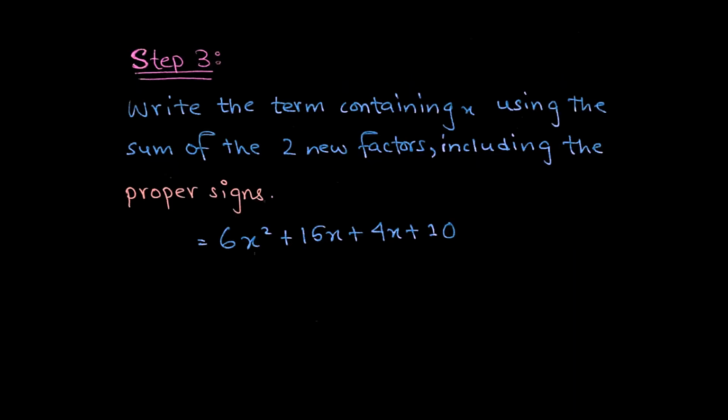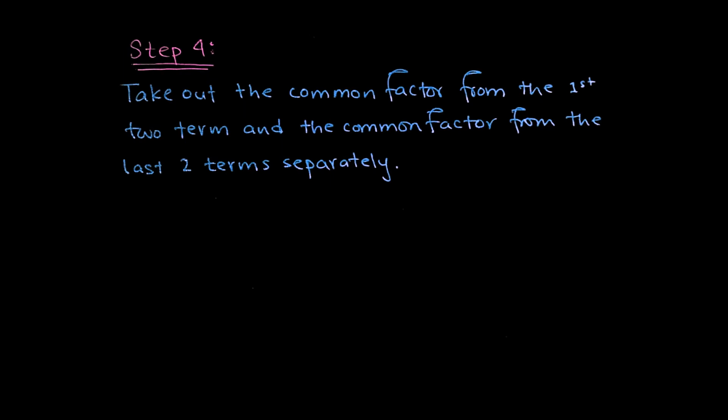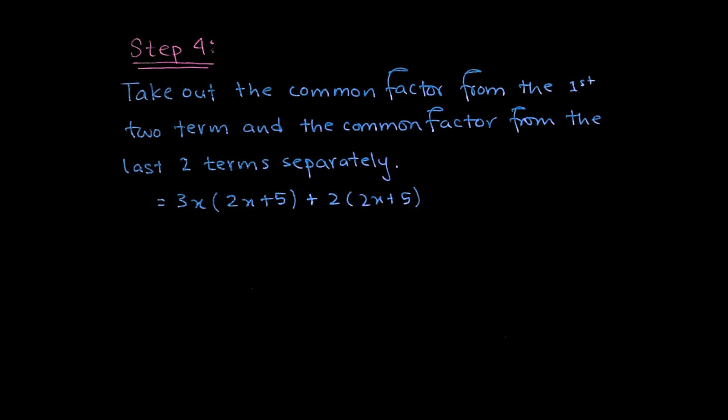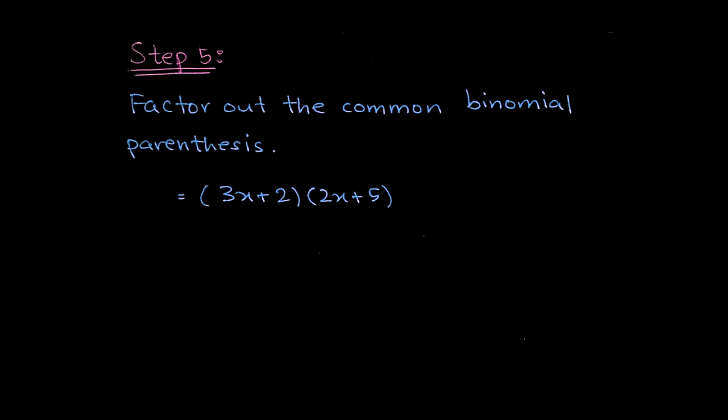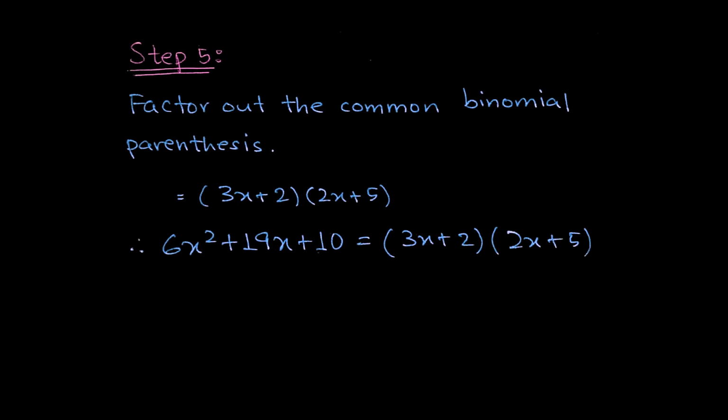In step 3, we will write the center term using the sum of the two new factors including the proper sign. Here both are added, so the plus sign is used. In step 4, we will take out the common factor from the first two terms and take out the common factor from the last two terms separately. In this case, we take 3x common from the first two terms and 2 common from the last two terms. In the last step, we factor out the common binomial parenthesis and find out the factors of the quadratic equation.